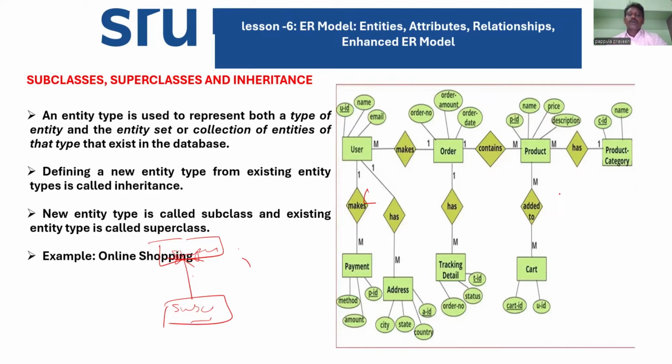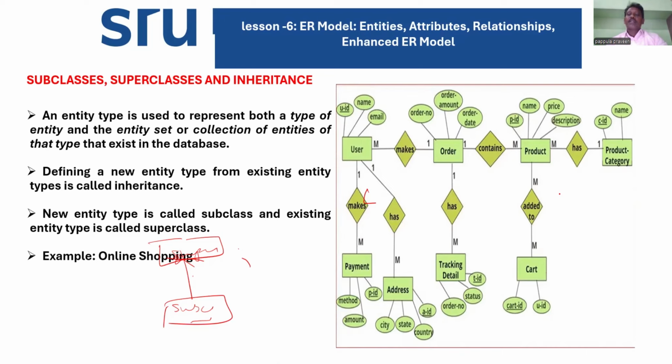For the user, the attributes are user id, name and email. Order number, order amount, and order date are the properties of the order. Product details, product id, name, price, and description are all the attributes of the product.